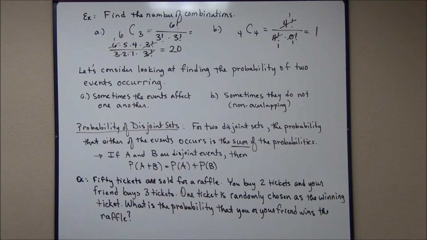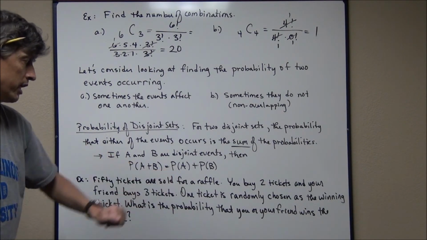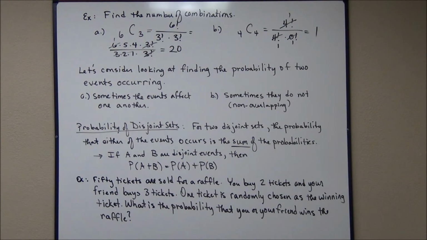50 tickets are sold for a raffle. You buy 2 tickets, and your friend buys 3 tickets. One ticket is randomly chosen as the winning ticket. What is the probability that you or your friend wins the raffle?